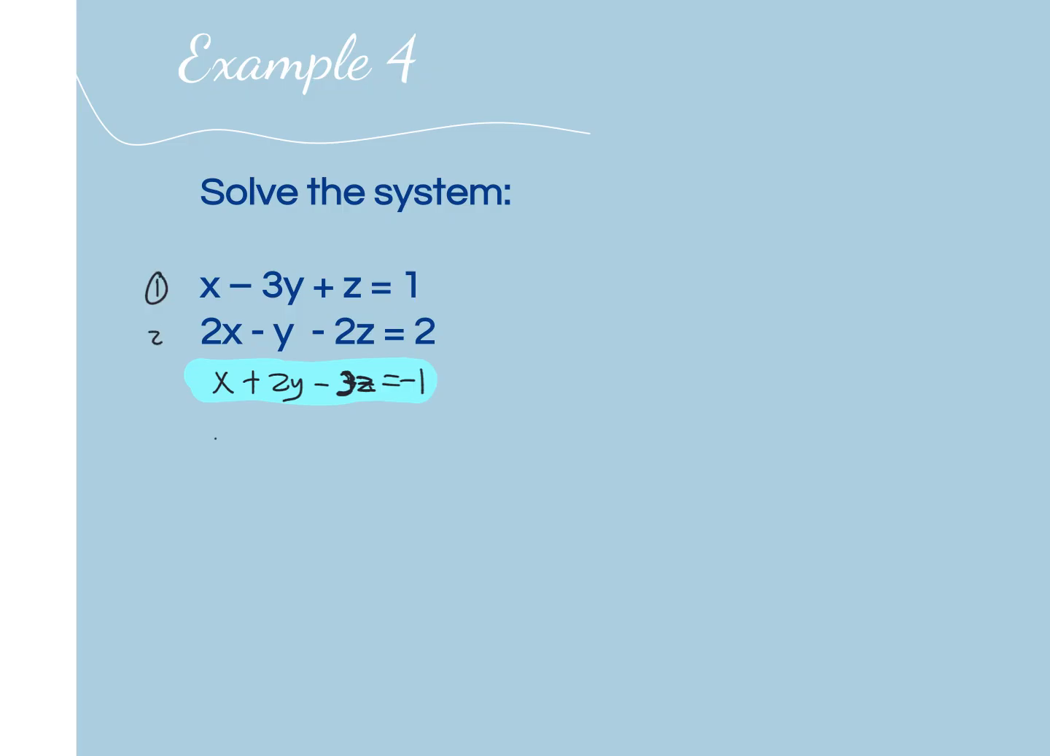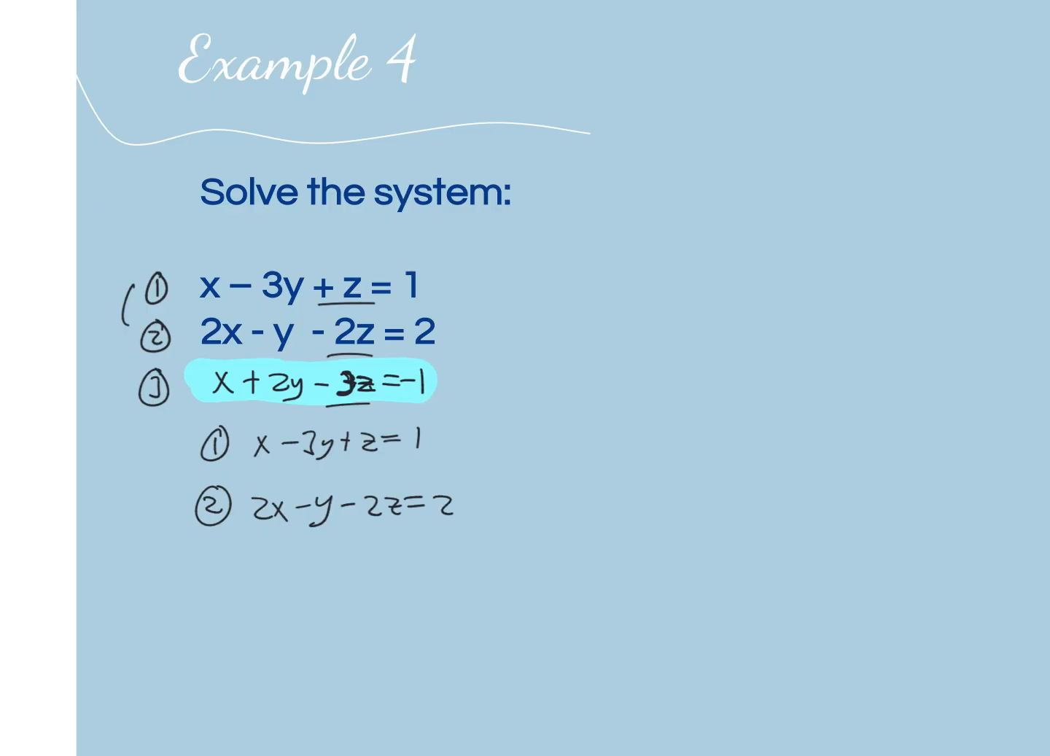So I'll number the equations 1, 2, 3. You can pick any variable to cancel out. I'm going to do z this time because I see a positive z and two negatives. So I'm going to combine equation 1 with equation 2. I get x minus 3y plus z equals 1, and 2x minus y minus 2z equals 2.